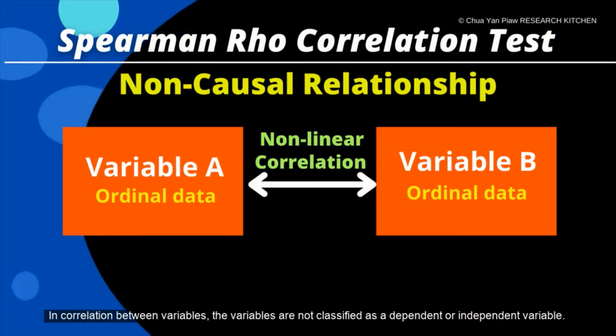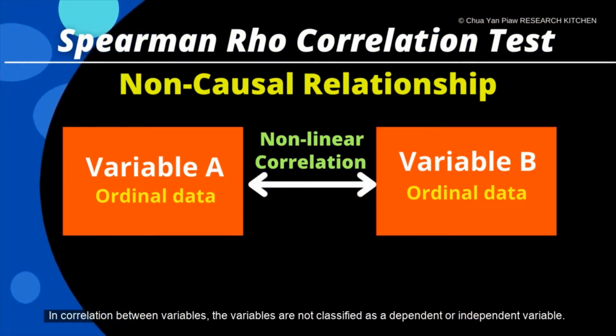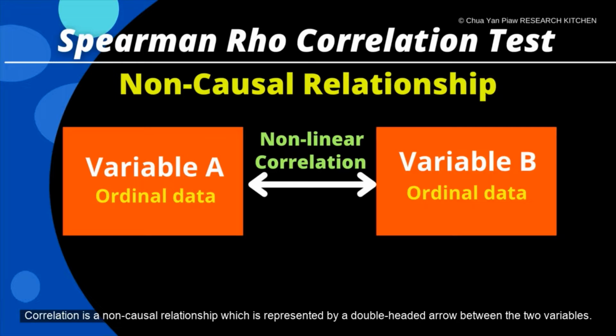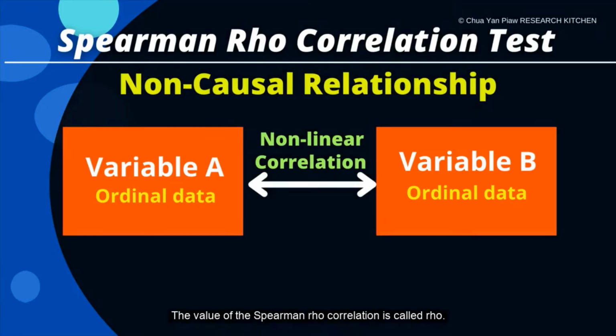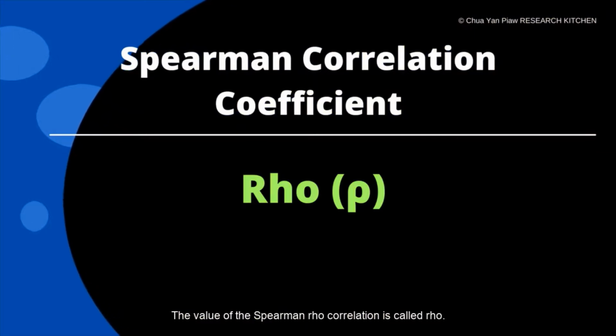In correlation between variables, the variables are not classified as a dependent or independent variable. Correlation is a non-causal relationship which is represented by a double-headed arrow between the two variables. The value of the Spearman Rho correlation is called Rho.